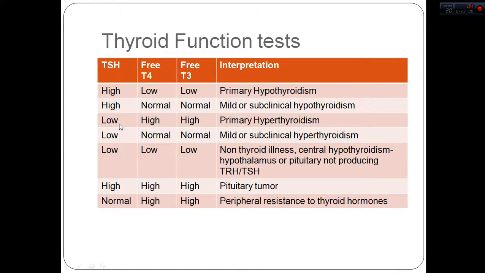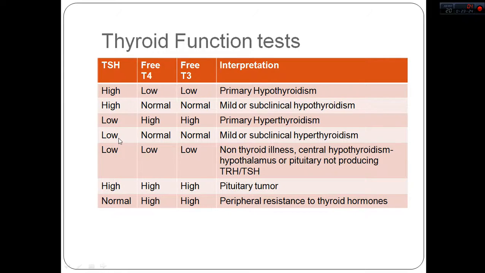Now look at the third scenario. Free T3 and free T4 are high. That means as a negative feedback mechanism, the production of TSH will be less. The thyroid gland is producing more and more free T3, T4, so it is going to suppress the TSH. This is the case of primary hyperthyroidism.